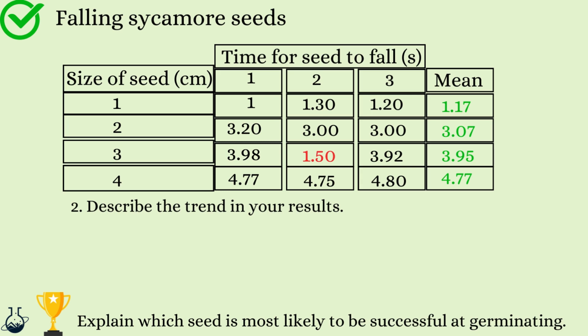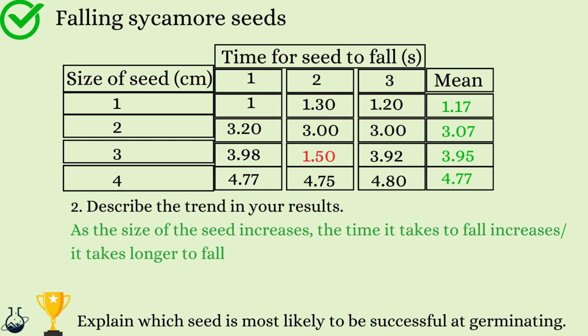Well done for completing this section. Now to actually make sense of all these numbers, task 2 was to describe the trend in your results. Describe means to say what you see. We do not need the word because in this, because we are not explaining why this is happening. We're just telling a story of the numbers.